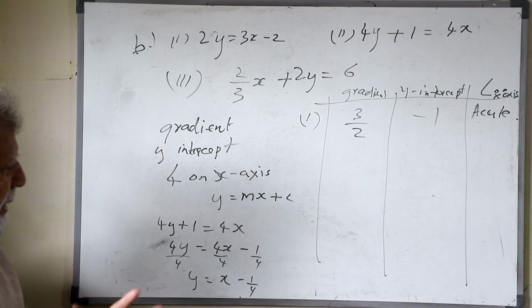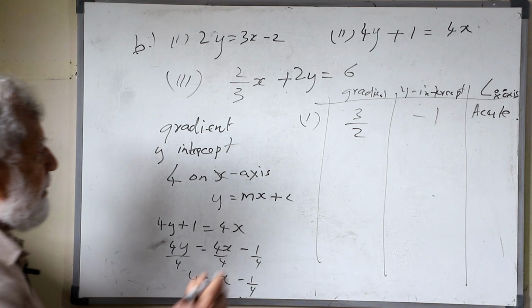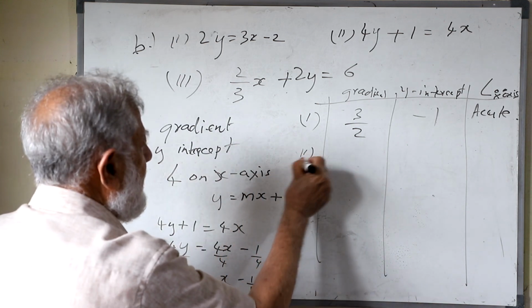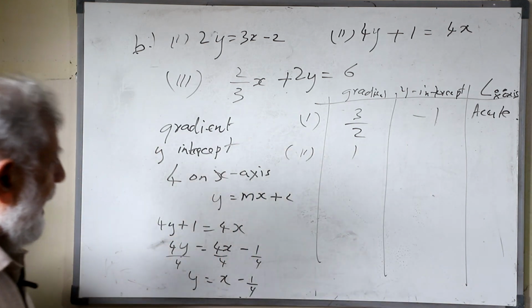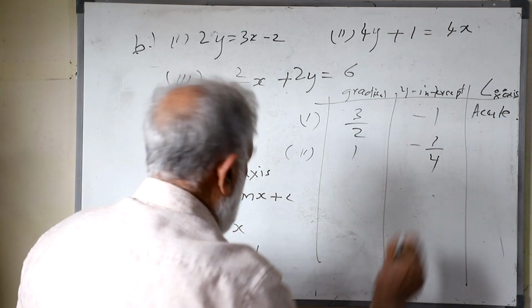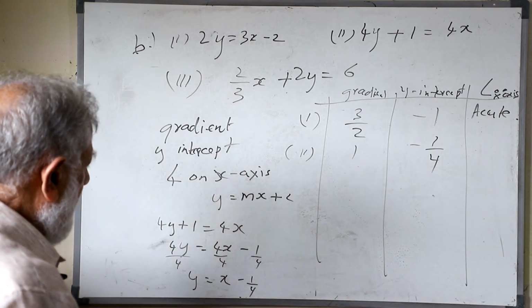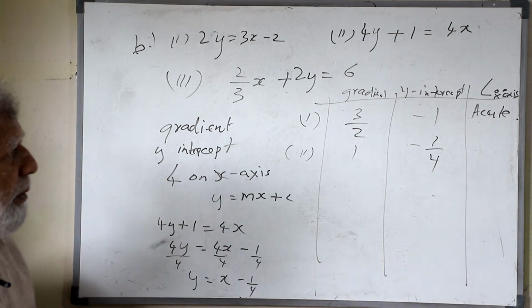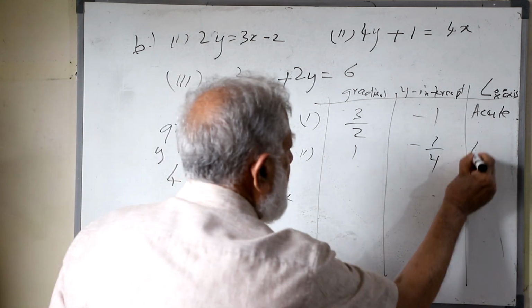So immediately we can tell the gradient. Gradient here is x, the coefficient of x is 1. So for the second one, the gradient is 1, and the y intercept is minus 1/4. And because the gradient is positive, it makes an acute angle with the x-axis.